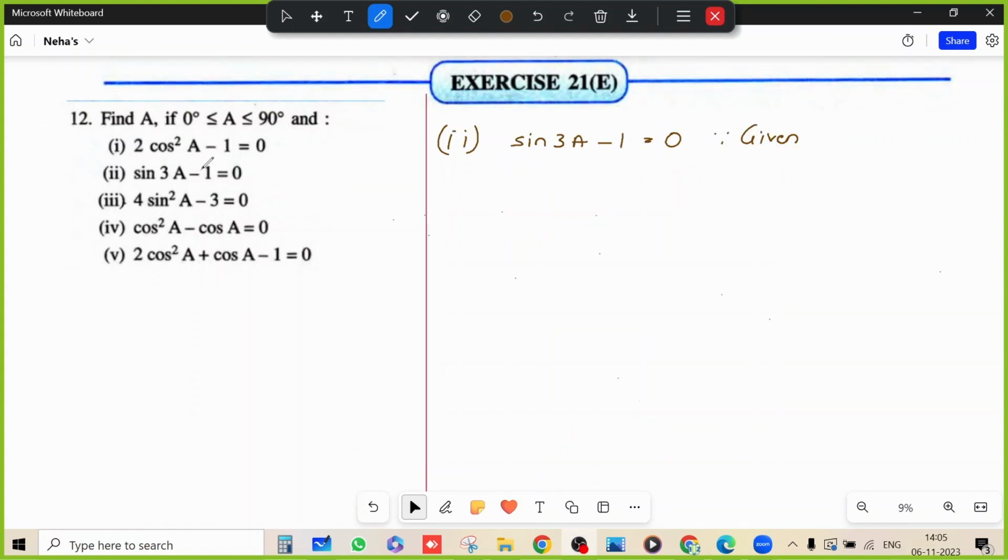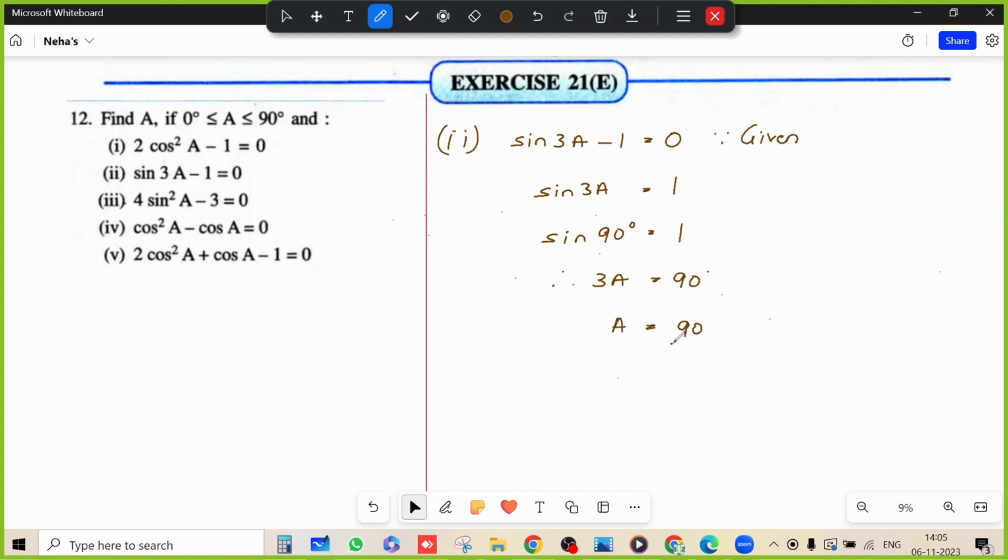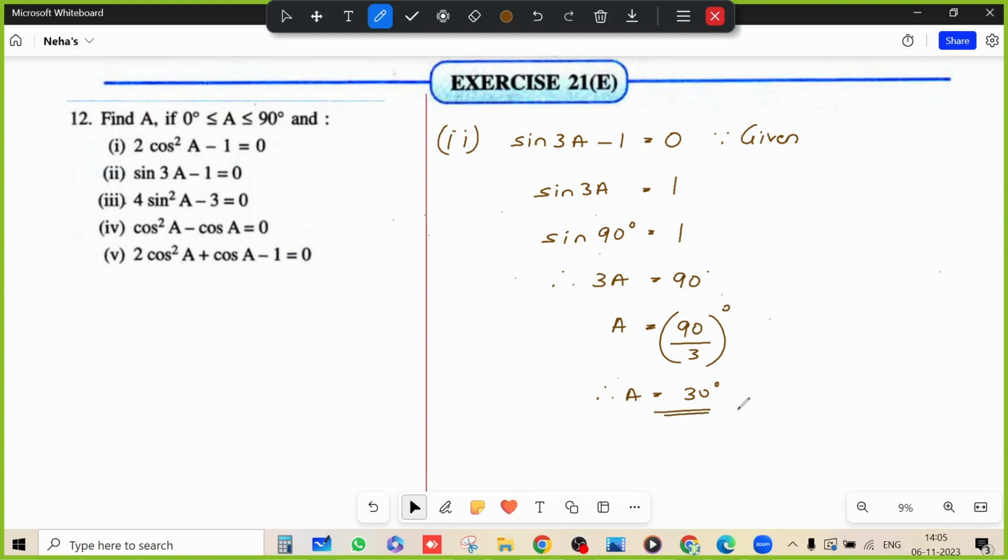The second equation that is given to us is sin 3a minus 1 is equal to 0. So here we can rearrange it as sin 3a will be equal to 1, and we know that sin 90 degree is equal to 1. Therefore the value of 3a is equal to 90 degree, and the value of a will be equal to 90 divided by 3. So therefore the value of a will be equal to 30 degrees, and this is the answer of the second part.